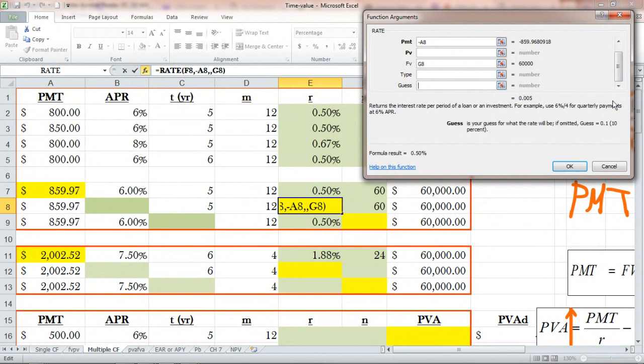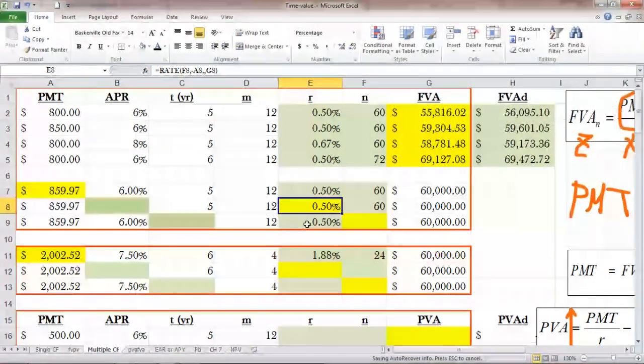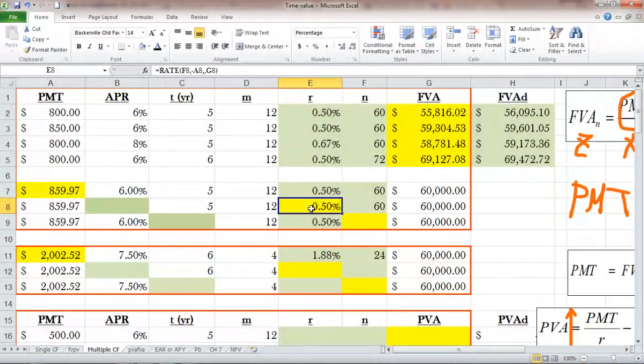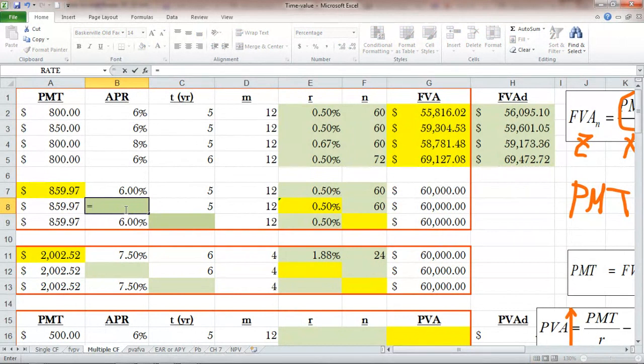Guess, there is no need for guess, because it already gave you 0.005, which is 0.5. Hit OK, it's going to give you 0.5%. But don't stop there. What did I say? Always the final answer must be in annual rate. And the annual rate is, if this is monthly, then this times 12, you're going to get exactly 6%.